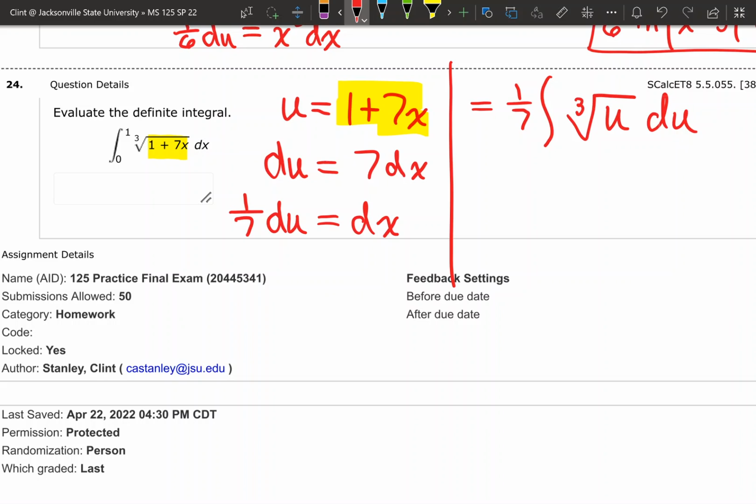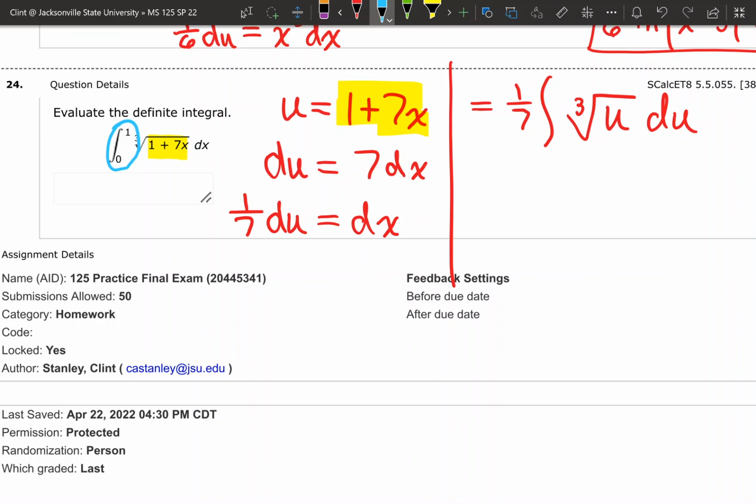But since it's definite, and again, you don't have to do it this way. I think at least one person found the antiderivative this way and changed everything back to x and then plugged the numbers in. That's okay. That does work. It's just a little bit longer sometimes.